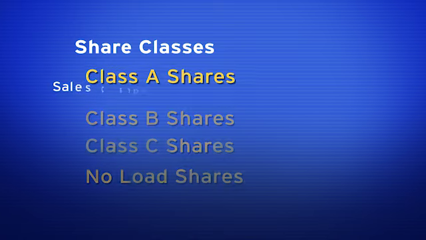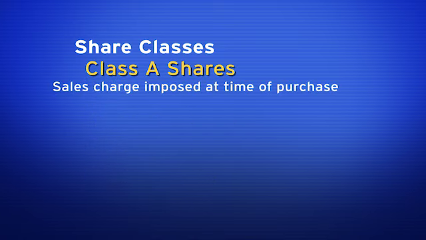Class A shares: sales charge imposed at time of purchase. So the formula NAV plus the sales charge equals the public offering price. That would be the formula for Class A shares. The customer would pay the sales charge when they buy the shares.